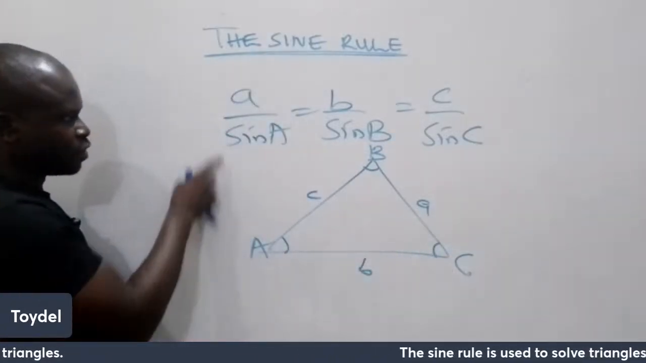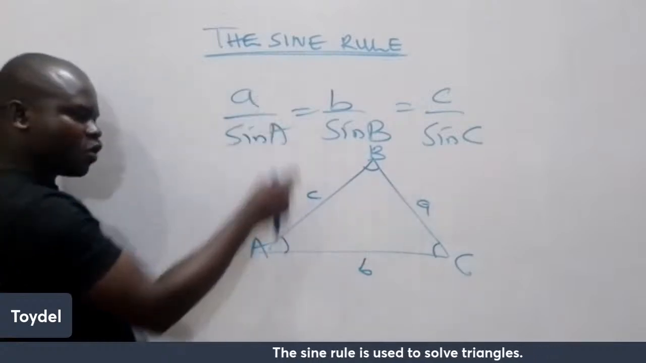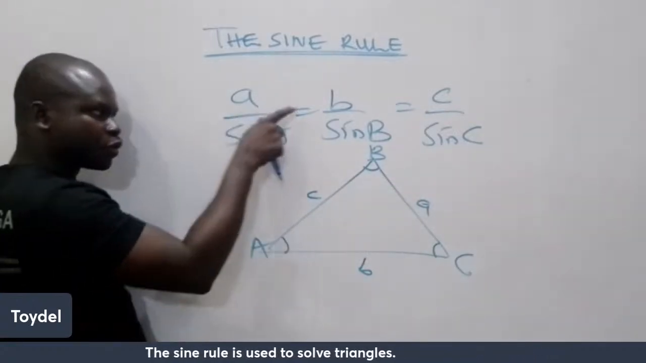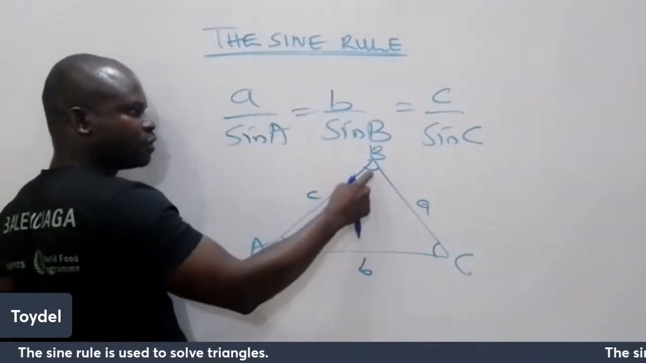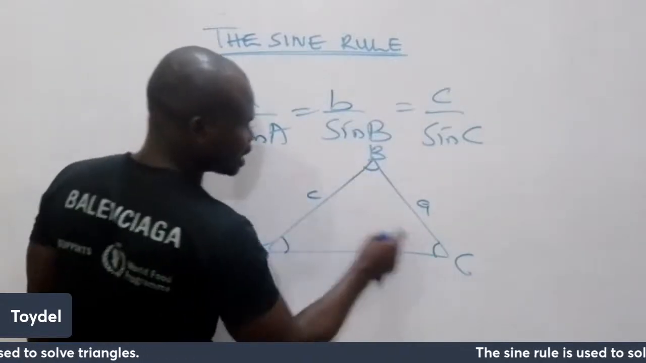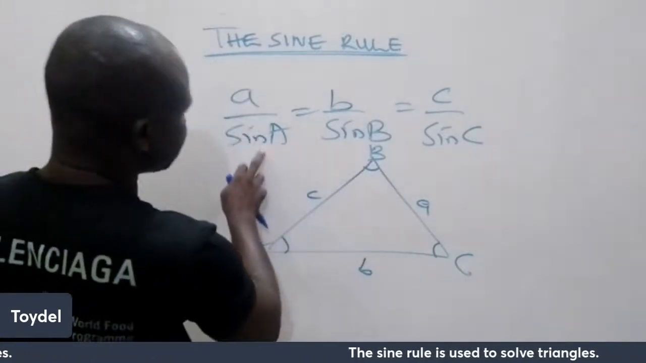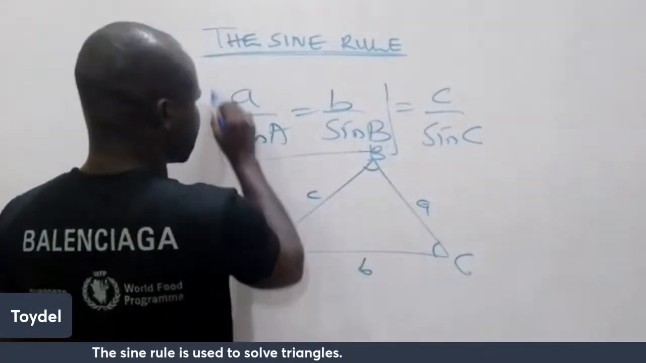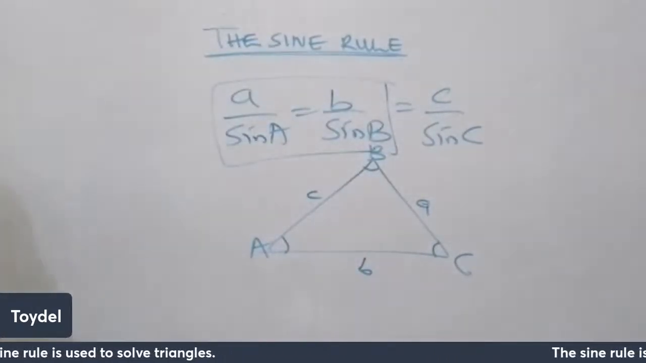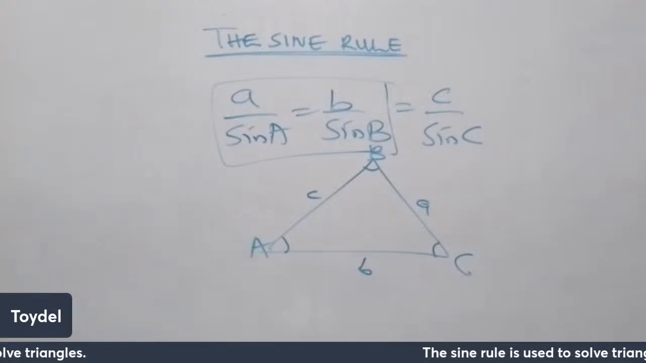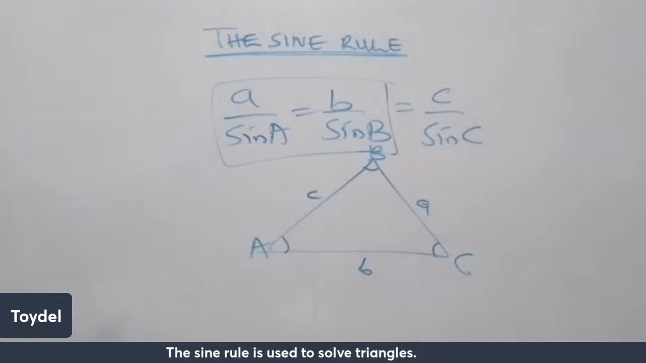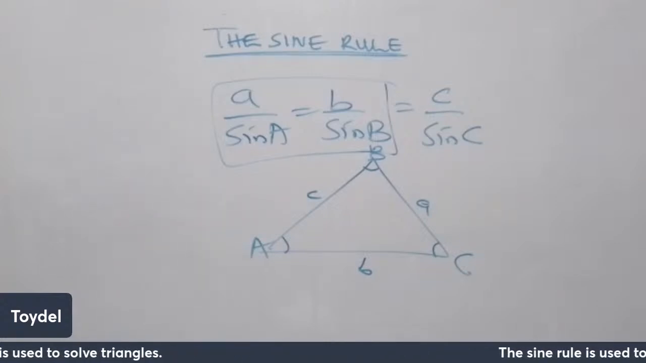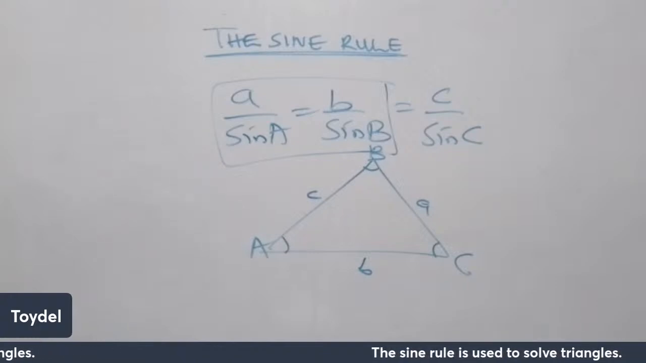So how do we apply the sine rule? Side a over the sine of angle A will be equal to b over the sine of angle B, which is equal to c over the sine of angle C. So we can equate two at a time. You can say a over sine A equals b over sine B, or b over sine B equals c over sine C. That's the formula for the sine rule: a over sine A equals b over sine B equals c over sine C.